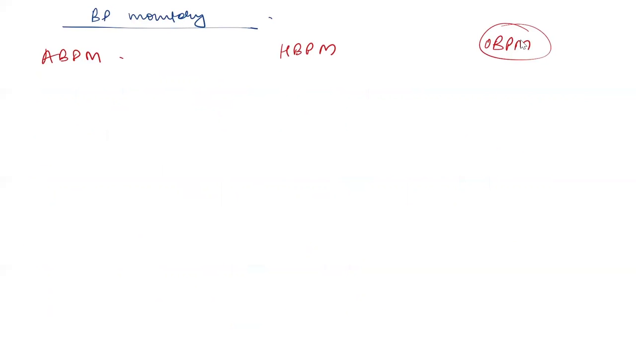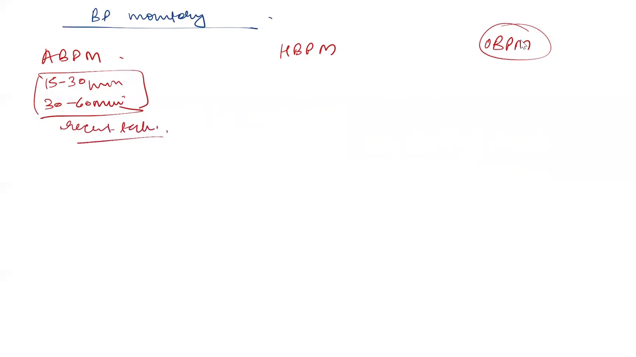Now, what is ambulatory BP monitoring? Ambulatory BP monitoring is something very advanced in which a device is attached to the patient and it keeps checking the BP of the patient at regular intervals. In daytime it will check every 15 to 30 minutes, and in night time every 30 to 60 minutes. And a graph is drawn on your phone. So it is recent technology. It is quite helpful in diagnosing masked hypertension.